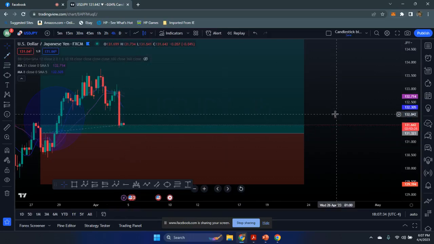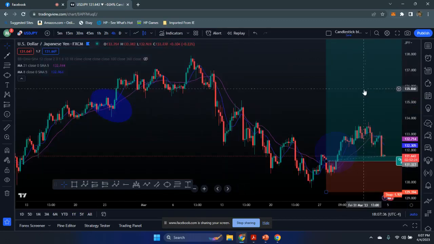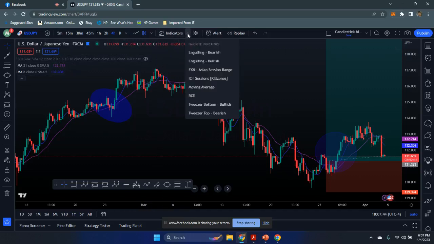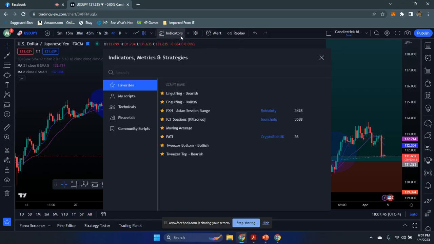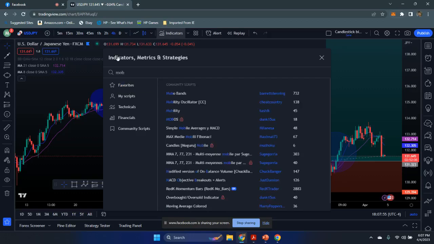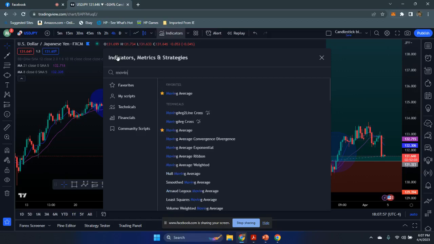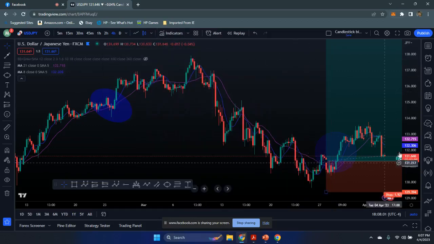Alright, so that is how you do it. We went over the 21 moving average and the 8 moving average. You can find them in indicators. Click on indicators, and mine does have moving averages already favorited, but you can just type in moving average in a search bar. Here, it's a lot of it. I just used the basic moving average.